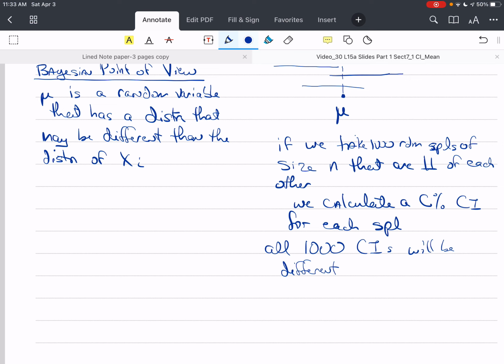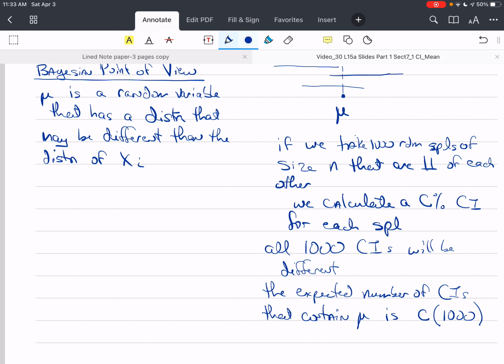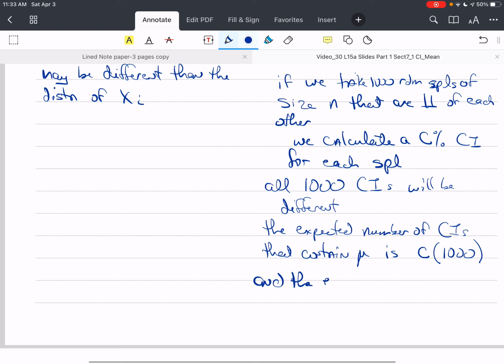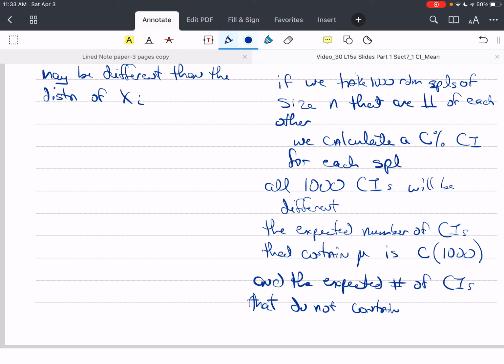Then all 1,000 confidence intervals will be different, and we expect, so I'm going to say this a little more technically. The expected number of confidence intervals that contain mu is C times 1,000. And the expected number of CIs that do not contain mu is 1 minus C times 1,000.